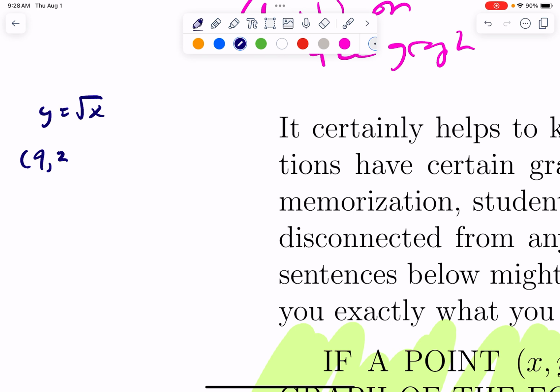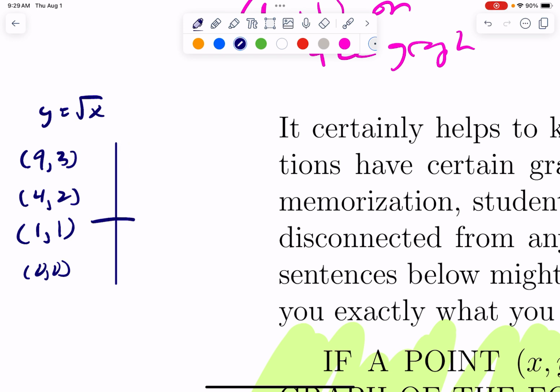Oh, well, if x is 9, y is 3. If x is 4, y is 2. If x is 1, y is 1. If x is 0, y is 0. I'm doing this very quickly to illustrate a point. Don't feel like you have to copy all of it.